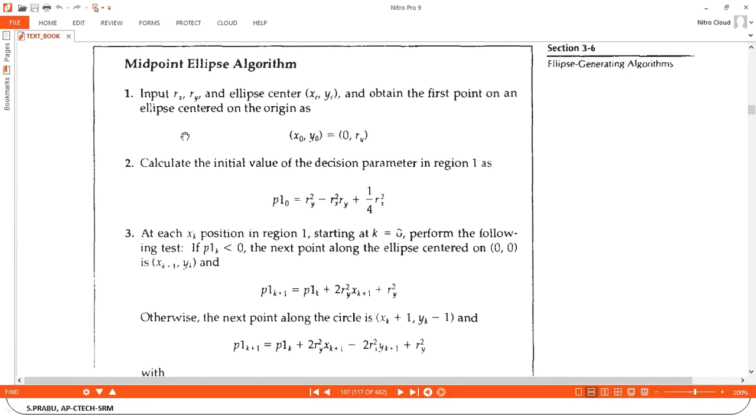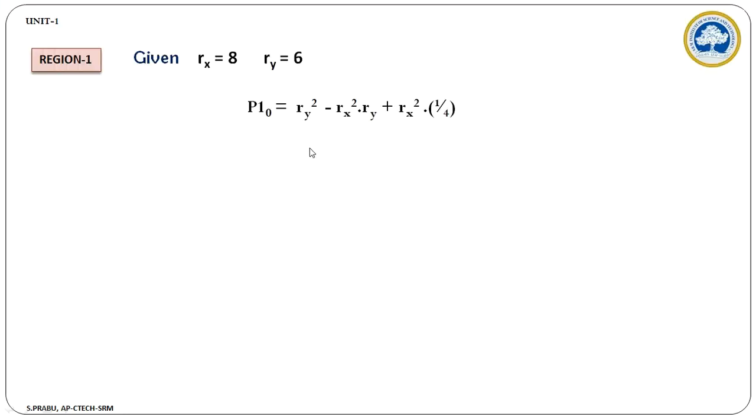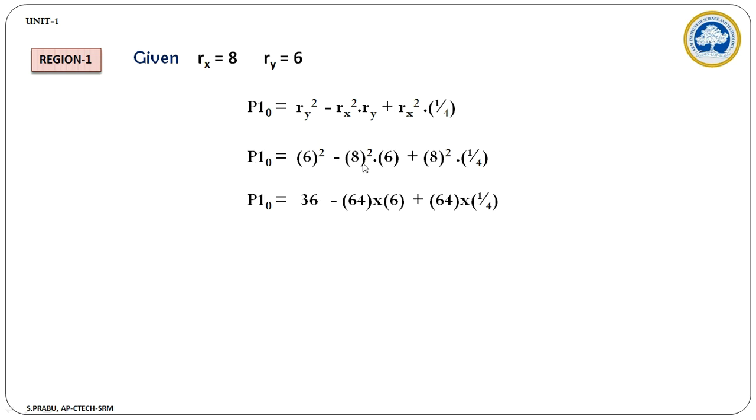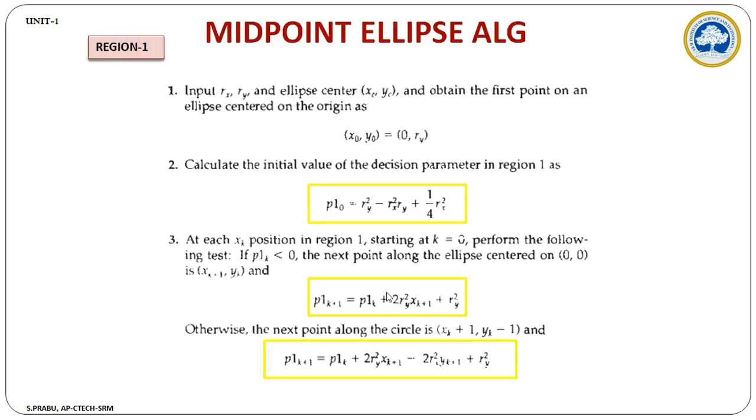This formula is taken from the second step of the algorithm. Applying the values, we get this equation. So 6 square is 36, and this value is 64 into 6, and this value is 64 into 1 by 4. After simplification we get this value. So the initial decision parameter for region 1 is minus 332. So we have calculated the initial decision parameter. This value is negative, so we have to calculate the next coordinate value.